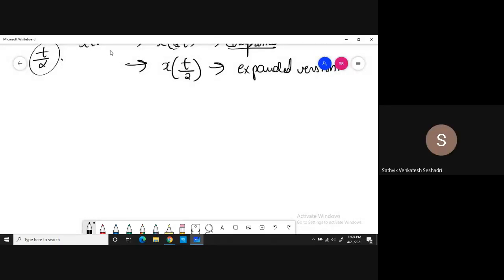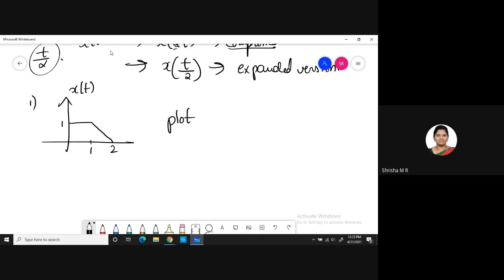Yes. Yeah, so I'll just show you, we'll take one example of a signal x of t. This is instance 1 and this is instance 2. The signal is having amplitude 1. So now you plot x of minus 2t plus 3 and x of t by 2 minus 1.